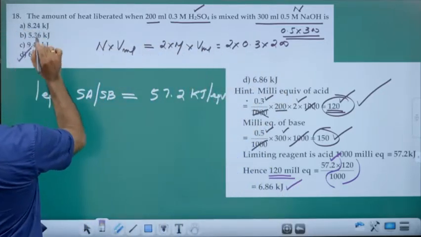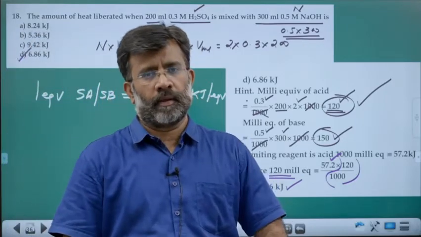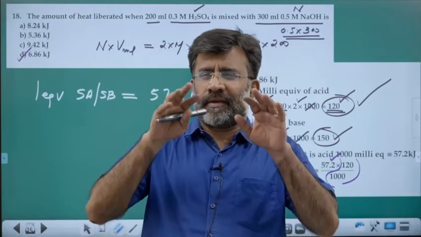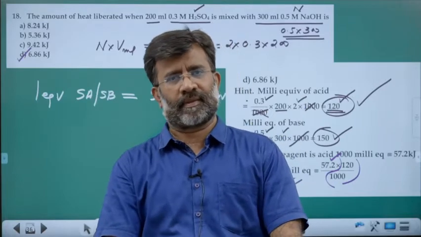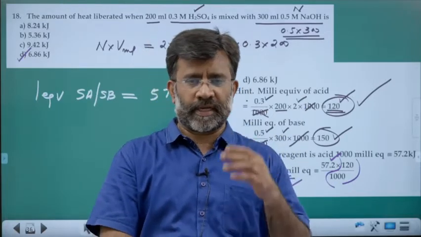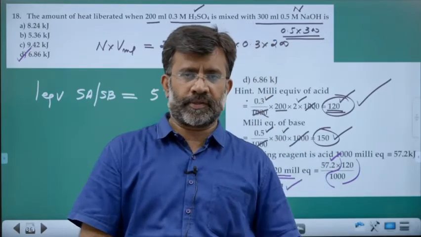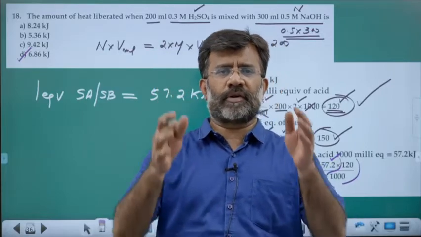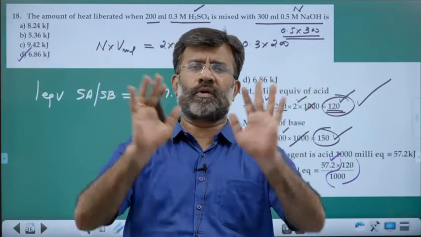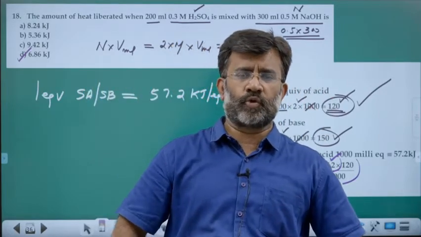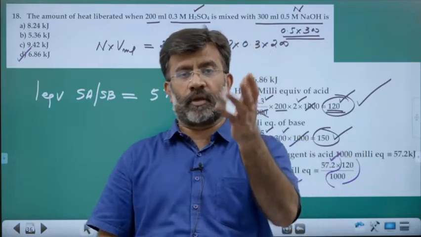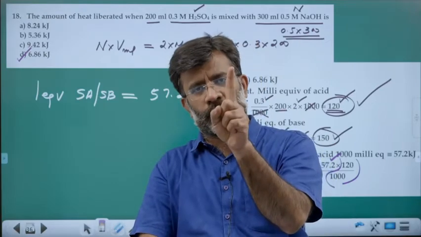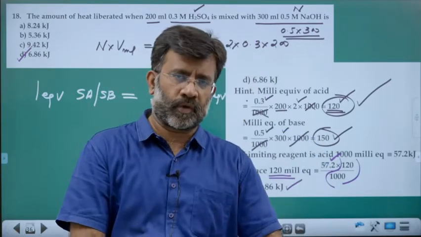Option D. Any strong acid and strong base, when neutralized, the heat liberated is invariably constant. Whether it is sulfuric acid with NaOH, HCl with NaOH, or HCl with KOH, fundamentally the reaction is the same, formation of water. Therefore the enthalpy of neutralization is constant: 57.3 kilojoule per equivalent or 13.7 kilocalorie per equivalent. That data is fixed. You must know that data.